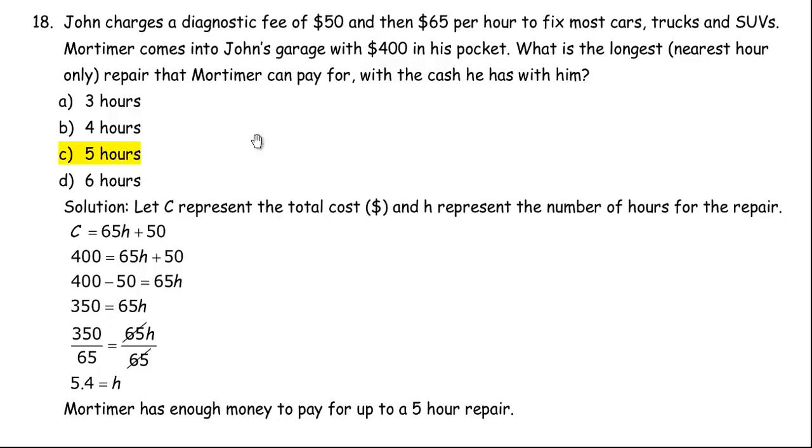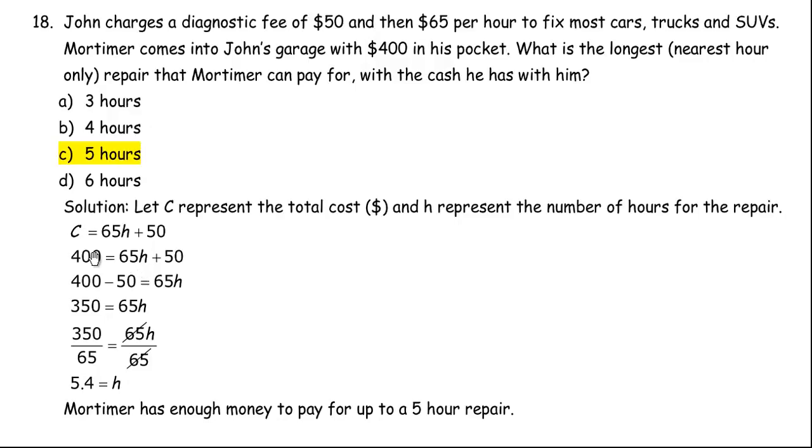enough money for. And Mortimer has $400, so $400 is the cost. We put $400 in place of C. That's the total charge. So we want to solve for H. So I want to isolate the term that has my variable in it, the H term. So I'm going to isolate the 65H. I want to get that alone.